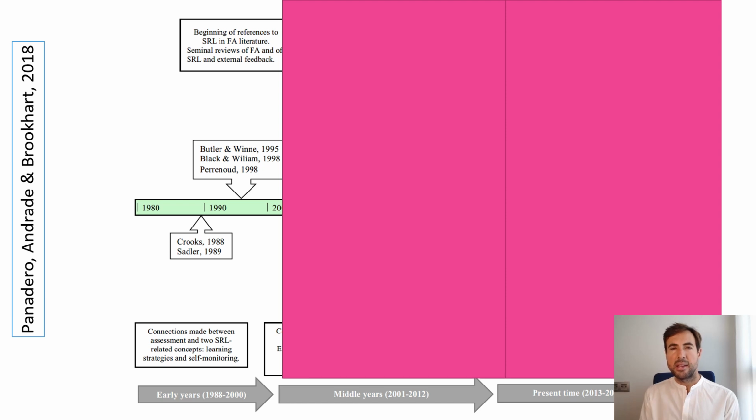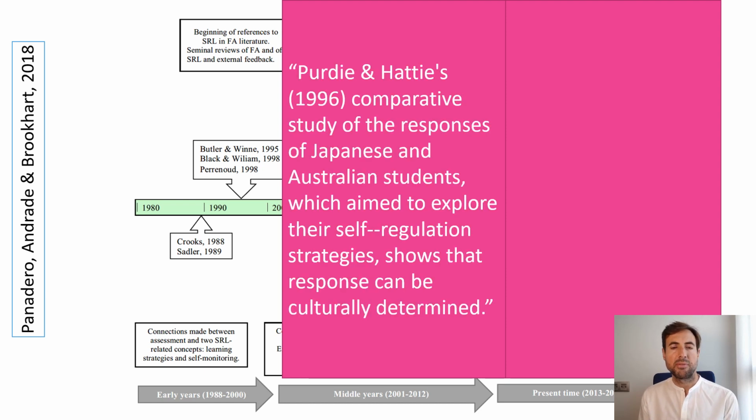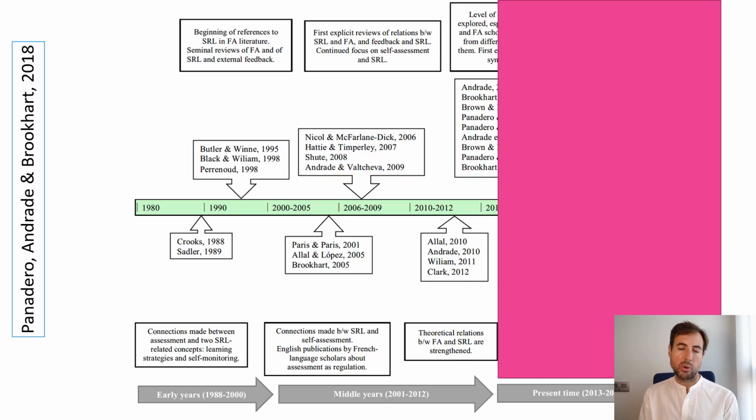And in this phase, the relationship and the connection were still quite simple, so to speak. I will show you an example taken from Black and Wiliam. And as you can read here, the connections were there, but not yet very developed. Then we identified a second phase, which we call the middle years. You can identify some of the main models that we have in the field, such as Nicol and Macfarlane-Dick or Hattie and Timperley. And here we took one step forward because the connections were becoming clearer.